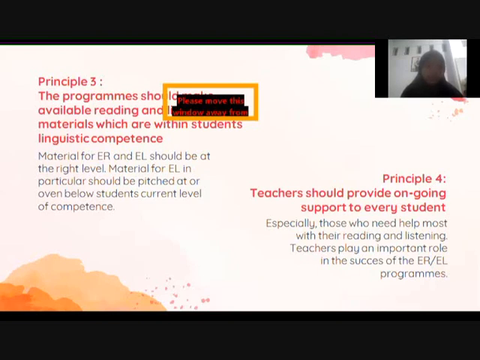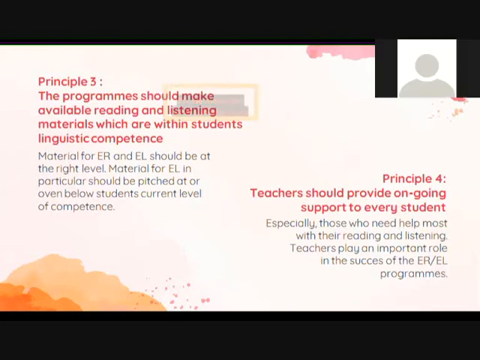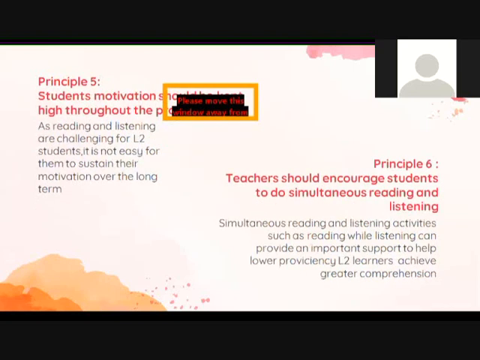Principle 4. Teachers should provide ongoing support to every student, especially those who need help most with the reading and listening. Teachers play an important role in the success of the extensive reading and extensive listening programs. Principle 5. Students' motivation should be kept high throughout the programs, as reading and listening is challenging for L2 students. It is not easy for them to sustain their motivation over the long term.